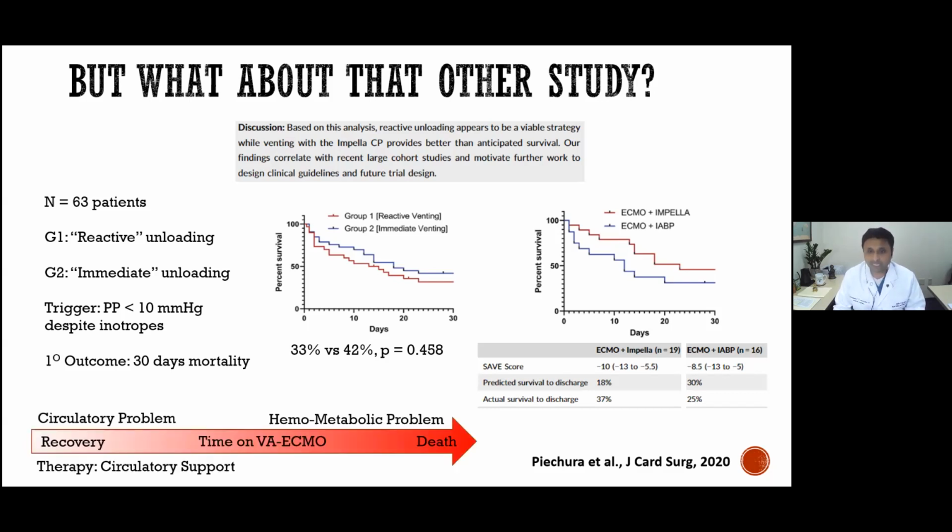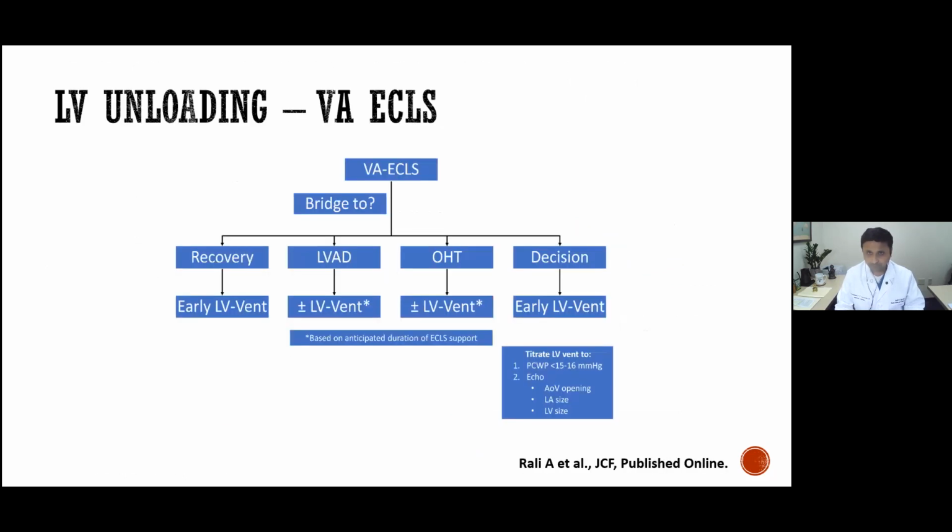And this should come as no surprise to anybody, because at the start of cardiogenic shock, this is a circulatory problem. So when your therapy is to provide that circulatory support, but as you accumulate more time on the VA ECMO, if you're not providing adequate cardiac support as well, you run the risk of this evolving into a hemometabolic problem, in which case circulatory support alone is not going to be sufficient. Then ultimately, in a time-dependent fashion, the patients continue to do worse without adequate support.